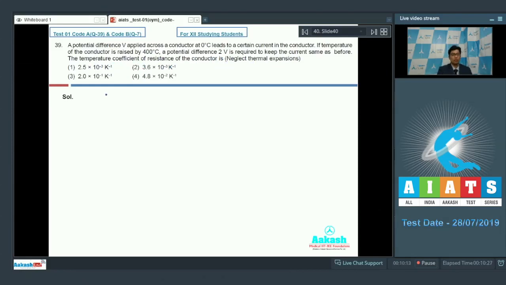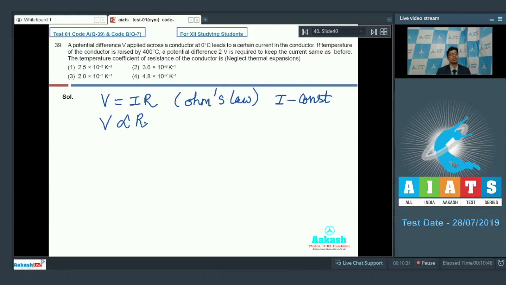Dear students, we know that in a conductor V is equal to IR according to Ohm's law. Now since the current is a constant value, therefore dear students, we can easily write that voltage must be proportional to the resistance. Now since in the second case twice of the initial voltage is required to keep the current constant, the final resistance should be 2 times the initial resistance. Therefore we can write that the final resistance is equal to initial resistance multiplied by 2.